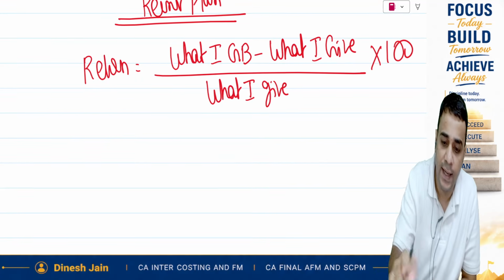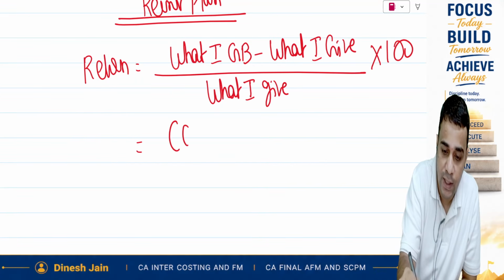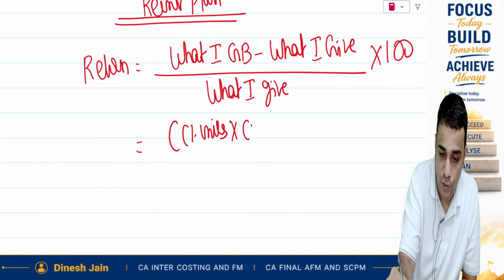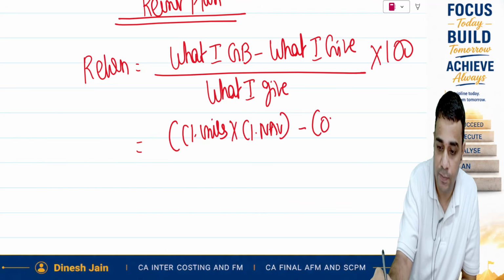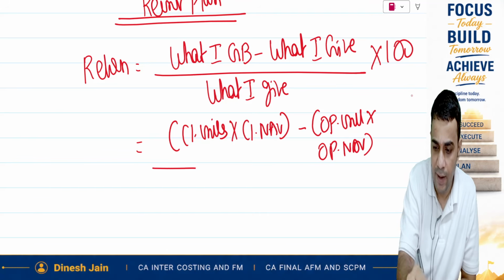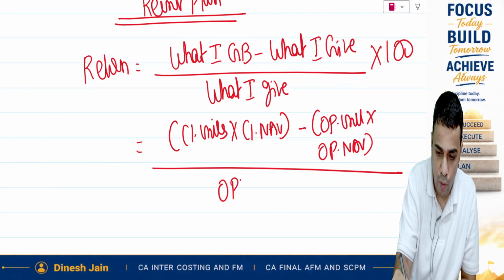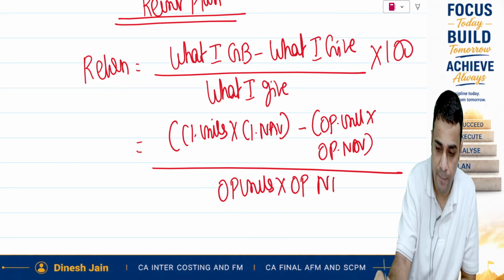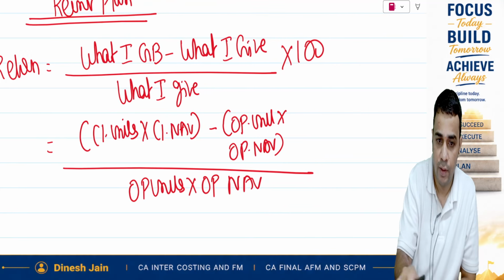Okay, what I get back is called what? Closing units into closing NAV, right. What I give is opening units into opening NAV, divided by opening units into opening NAV, into 100.